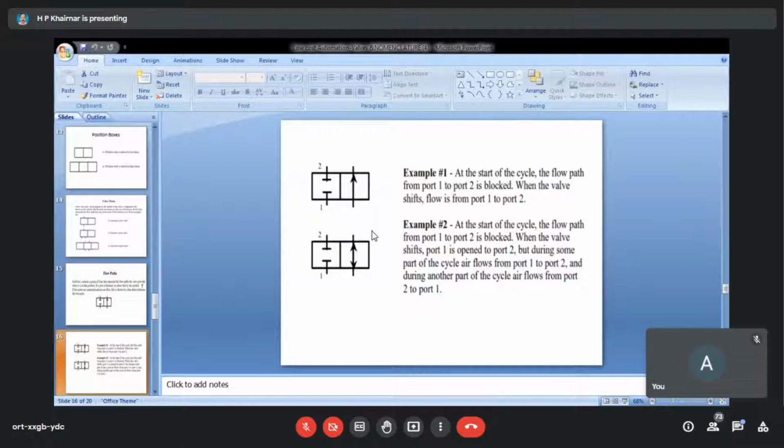Then in example 2, another symbol is drawn. Now it means at the start of the cycle, the flow path from port 1 to port 2 is blocked. And when the valve shifts, port 1 is opened to port 2. I will later show you a lot of other videos, also simulation, so that you will understand what right now we are reading in the description. But during some part of the cycle, air flows from port 1 to port 2. And during another part of the cycle, air flows from port 2 to port 1.